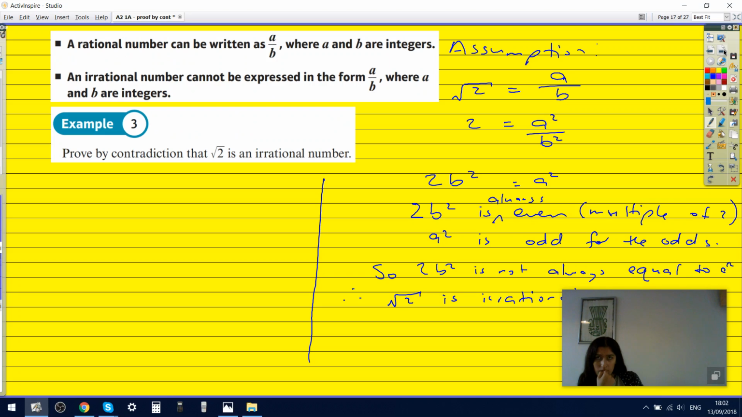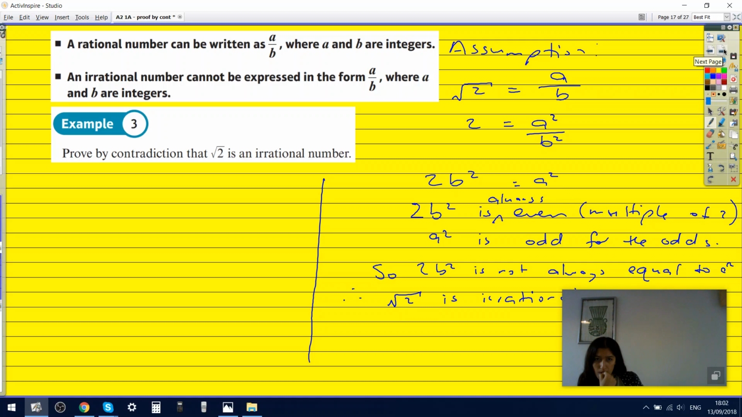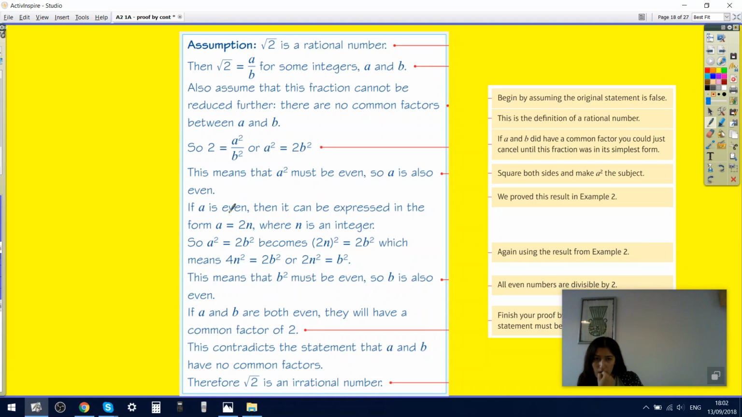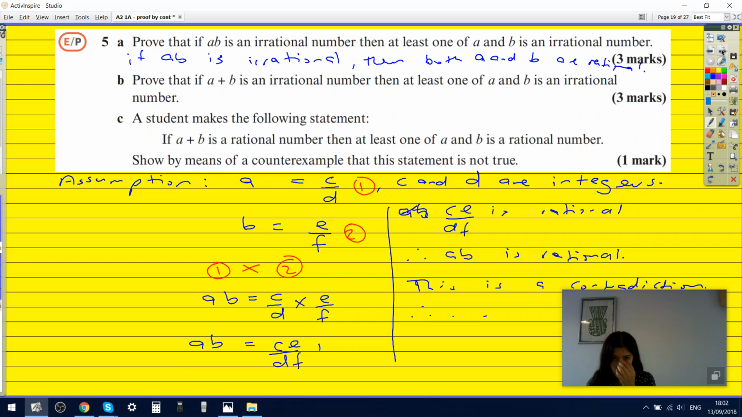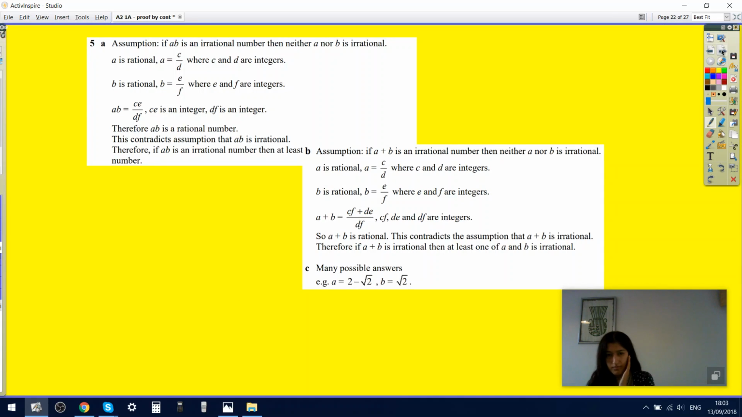So I think the irrational one was the tricky one. Let's see. So root 2 can be equal to A over B. Both of those are integers. A squared equals 2b squared. A must be even. I think the irrational ones are the tricky ones, but I think we got there in the end. Yeah. I think those are the ones to practice.